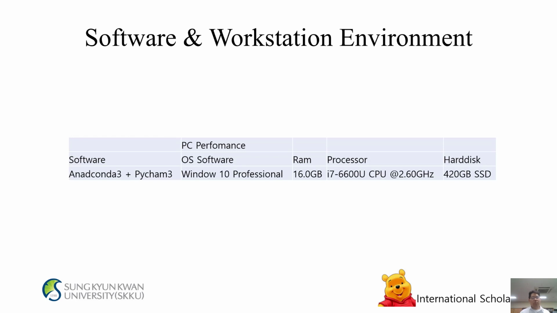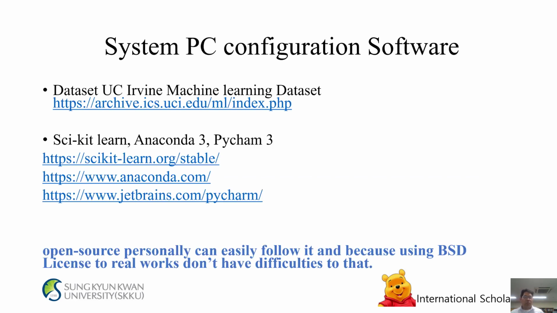Windows 10 Professional, RAM 60GB, processor i7 6600U CPU 2.60 GHz, hard disk 420 GB SSD. System PC configuration software: dataset used by machine learning dataset, scikit-learn, Anaconda 3, PyCharm.